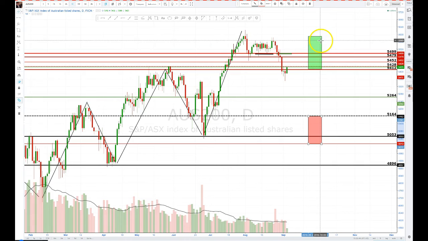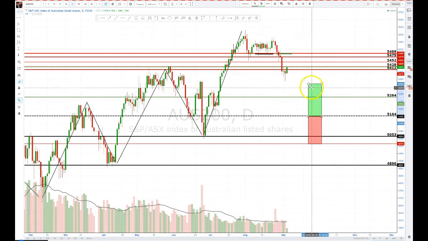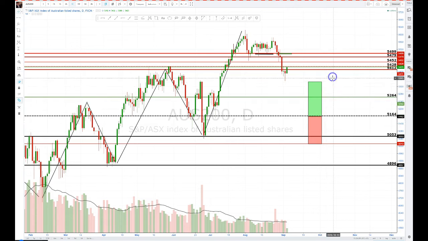Whereas your reward, let's assume you're still going to hunt for these targets, is going to be about that much. So you've already tripled your reward relative to your risk. But let's assume you decide to take targets at the next main structure level, which would be about here. Then you've already got just over a 1-to-1 risk reward. So that's the smarter approach that you should be taking.